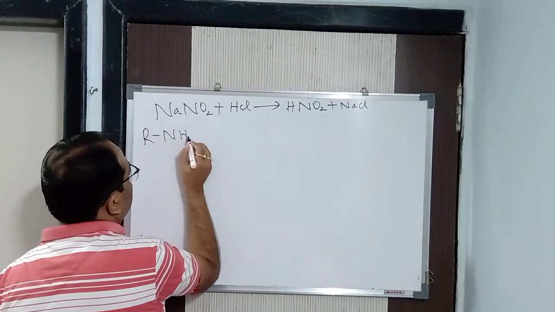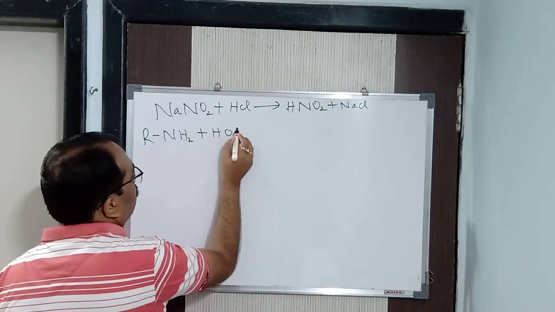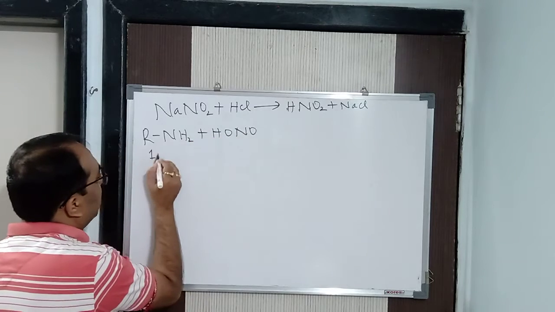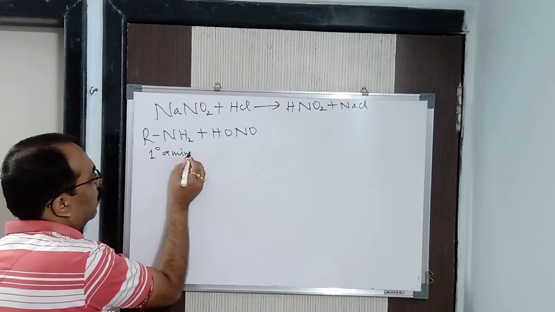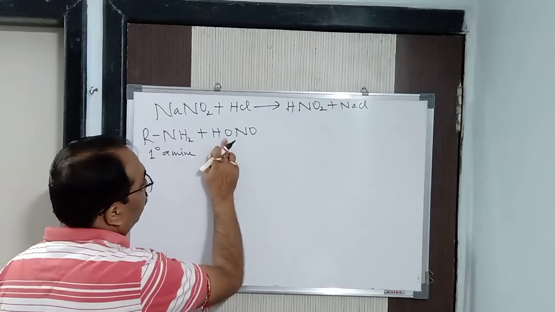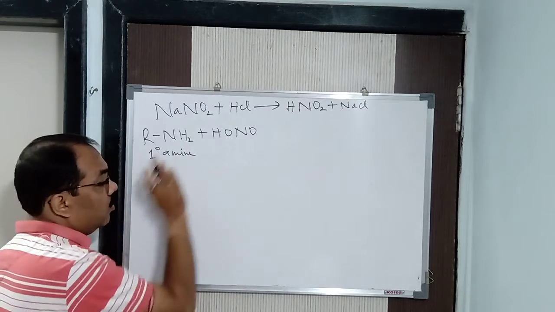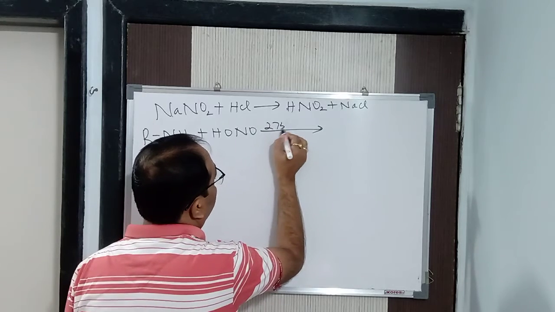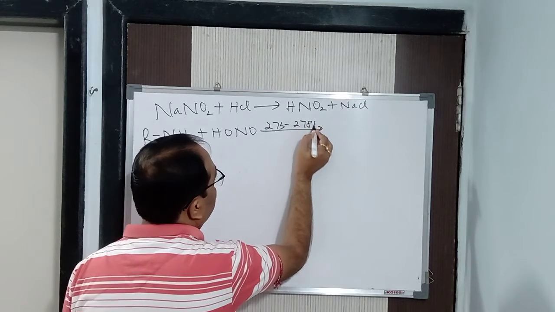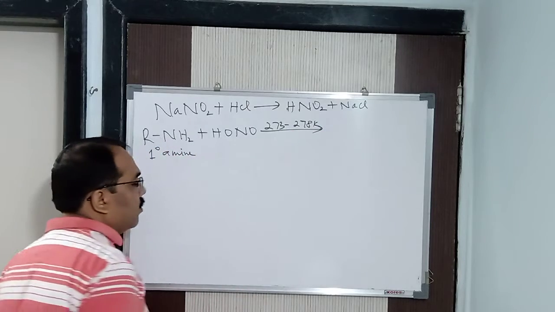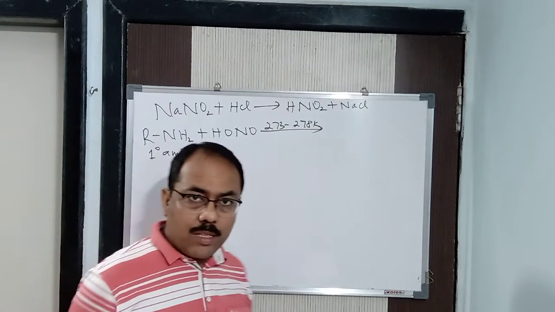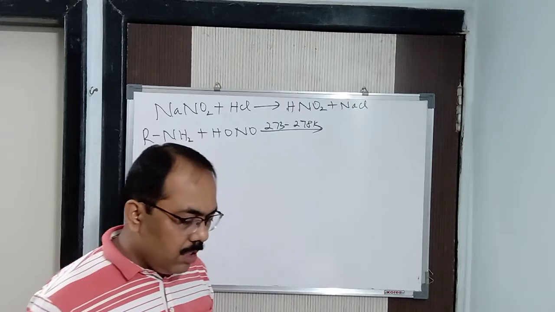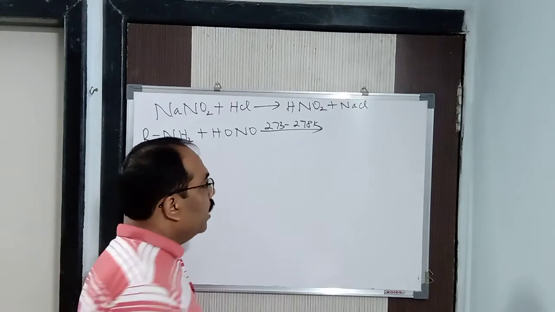That is primary amines, RNH2, plus HONO. Remember what I said? 1 degree amine, primary amine. Now HNO2 I have written in this particular way, HONO. Clear? Now, in the presence of 273 to 278 Kelvin, that is an ice cold solution, we can say 0 to 5 degrees centigrade.